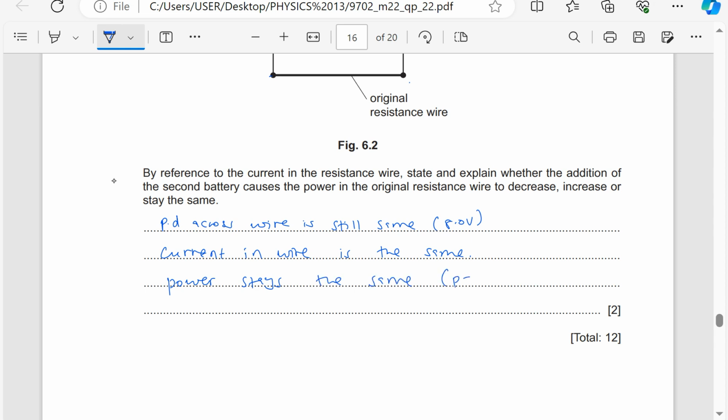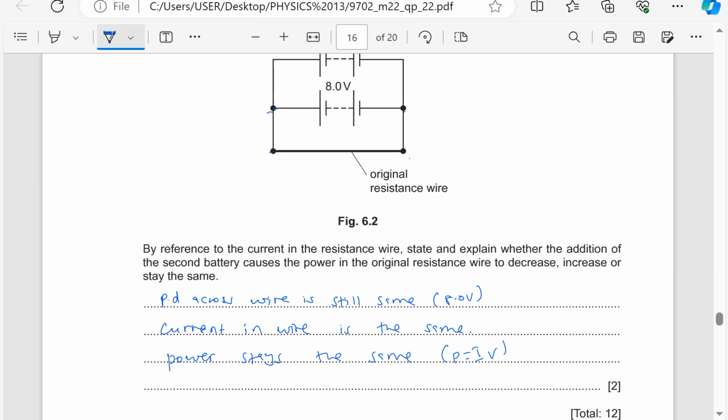Because remember, power is going to be I times V. When you have batteries in parallel, the PD across the device is the same as the EMF of just one battery or one cell. So the current will be the same. So from power is equal to IV, the power stays the same.